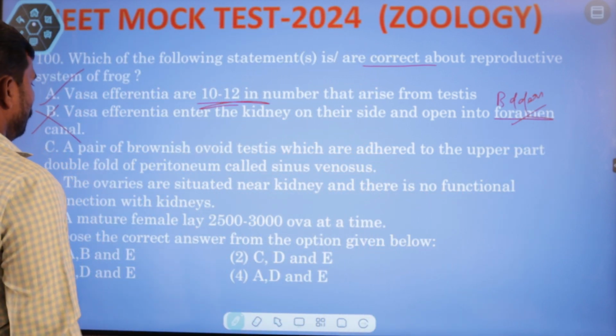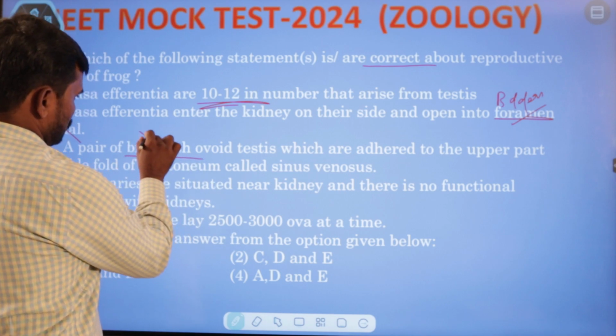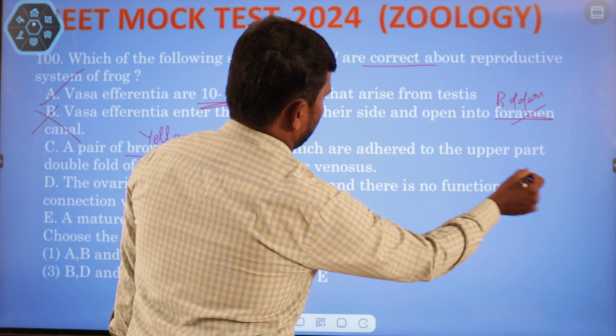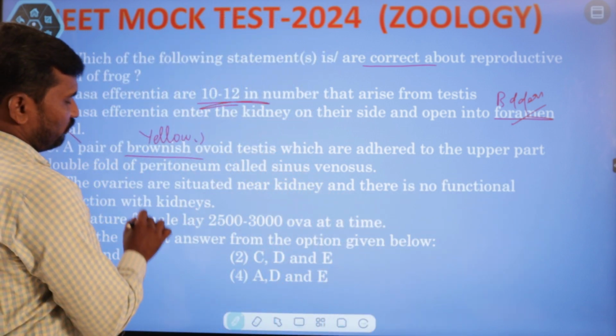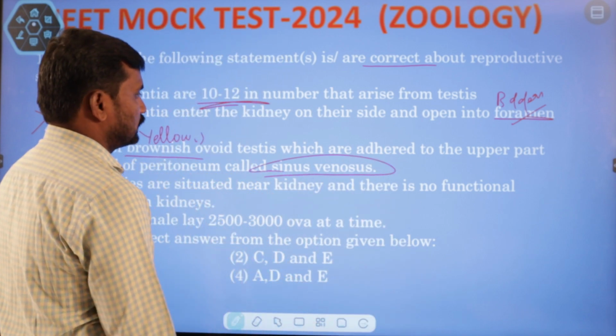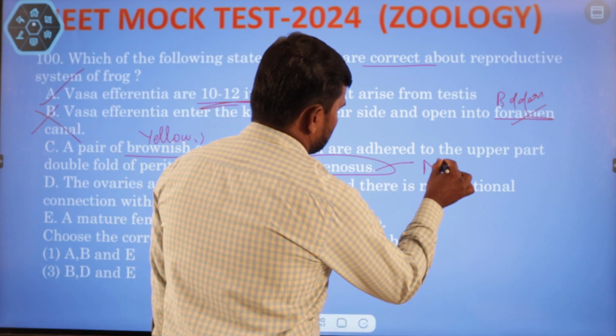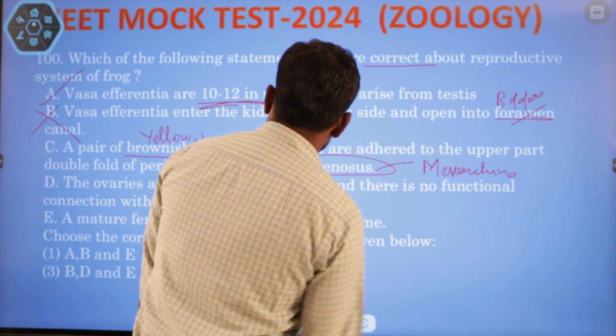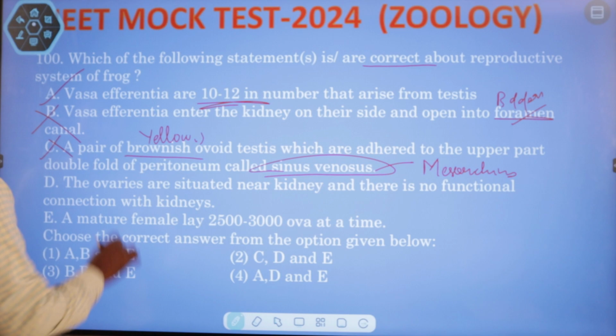B is the irrelevant one. A pair of yellowish, not brownish, testes adhered to the upper part of the double fold of peritoneum is called, not the sinus venosus. Sinus venosus is part of the heart. The place is called the mesorchium. Mesorchium is correct. So this is also an irrelevant statement.